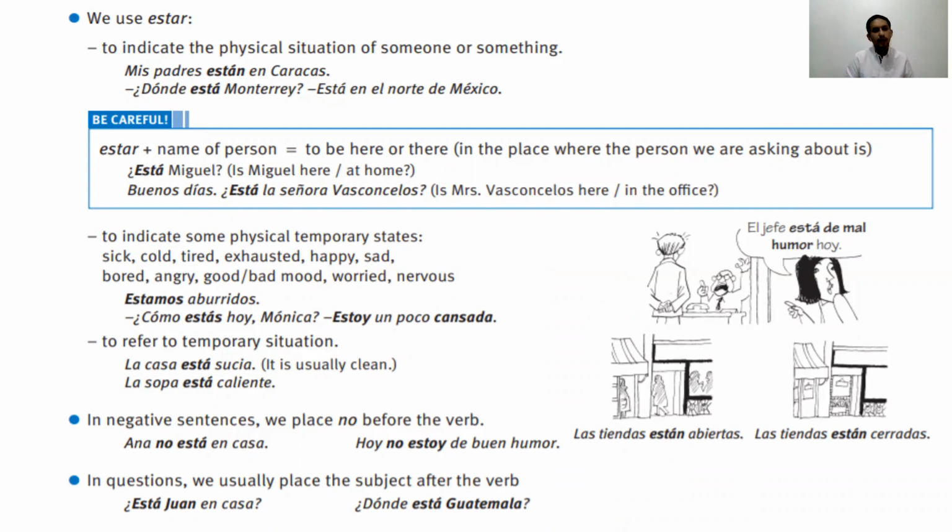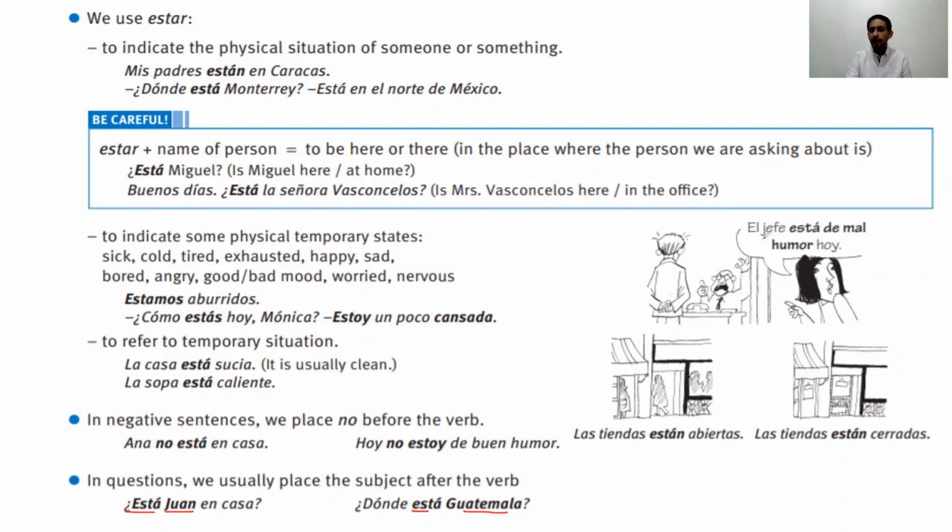The same idea we use in negative sentences. We place no before the verb. Ana no está en casa. Ana is not at home. Hoy no estoy de buen humor. I'm not in a good mood. In questions, we usually place the subject after the verb. ¿Está Juan en casa? ¿Dónde está Guatemala? So as you can see, we have está Juan, está Guatemala, okay?